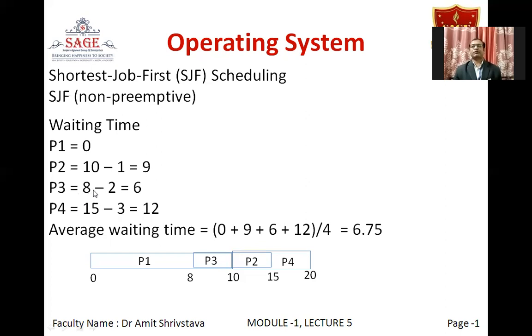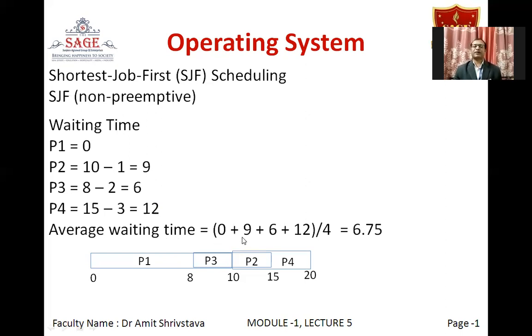Similarly, P3 has arrived after 2 unit time interval, and we have allotted the CPU to P3 after 8 units time interval. So P3 waiting time will be 8 minus 2, that is 6. And P4 has arrived after 3 unit time interval, and we have allotted the CPU to process P4 after 15 units time interval. So its waiting time will be 15 minus 3, and that is equal to 12.